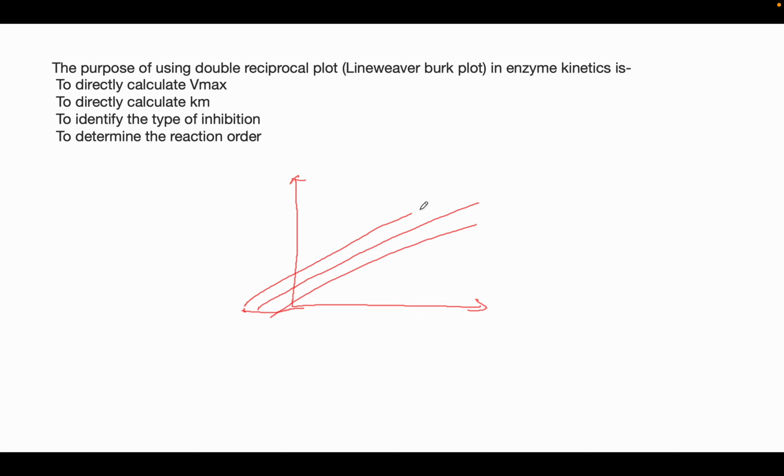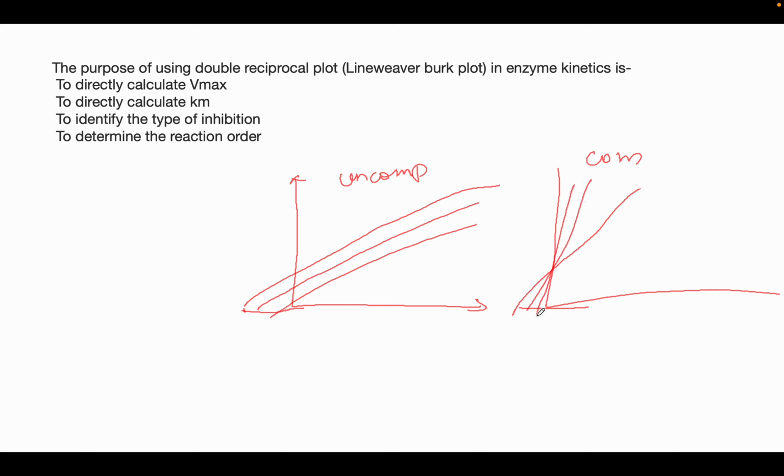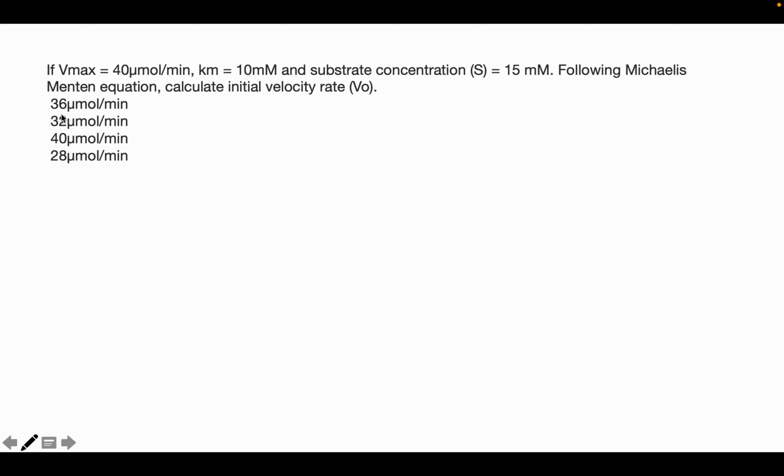In case of uncompetitive, the graph will look like this. In case of competitive, the graph will look like this. So the graph pattern will change based upon what type of inhibition it is. So we can identify the type of inhibition from the double reciprocal Lineweaver-Burk plot. Okay, so this is the correct answer. So we have one more problem.